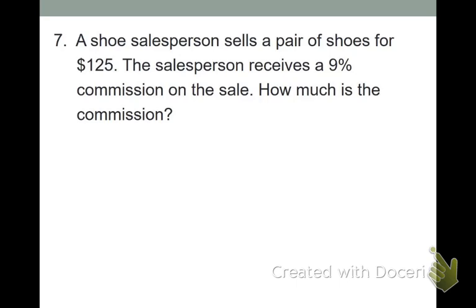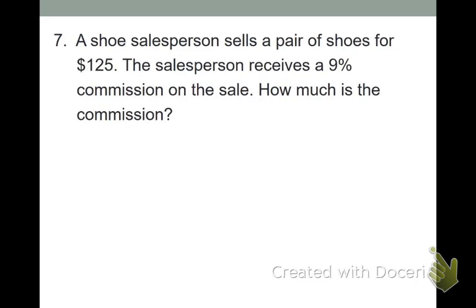$125. Now, if I sell you a pair of shoes for $125, I do not get all $125 because I sold it to you, okay? But I will get a small percent of that. What percent will I get? 9%. So basically what we're trying to figure out is if I sell you a pair of shoes, how much money do I make off of the sale, or what is my commission?